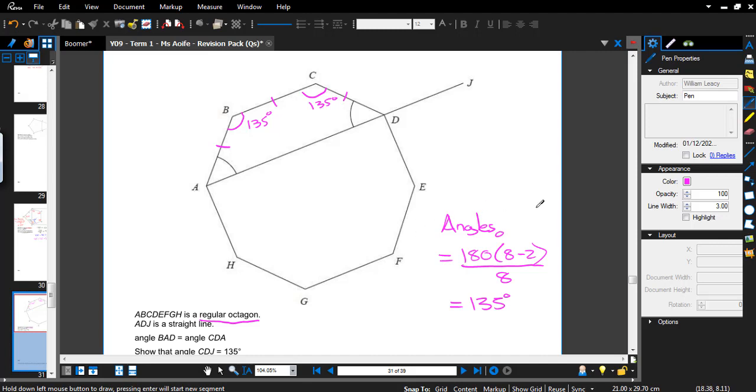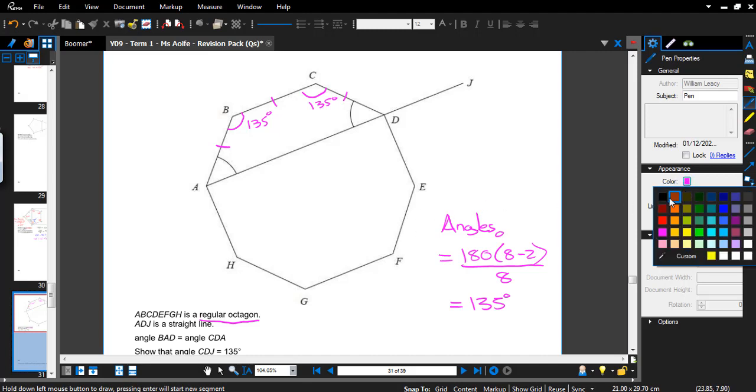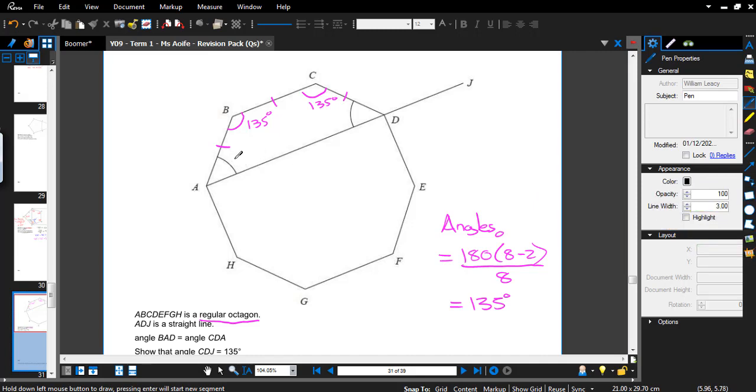So we know, let's just call it. We have to show that angle CDJ is 135. Sorry, CDJ. We have to show that this, let's call that X, we have to show that that is 135. Alright, fair enough. Well, let's do it then. Let's call that Y and let's call that Y.